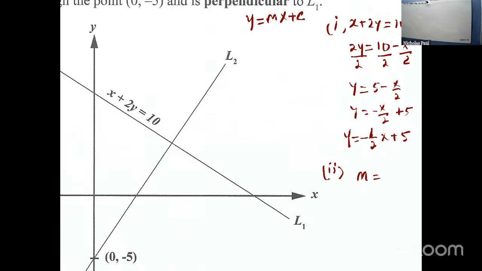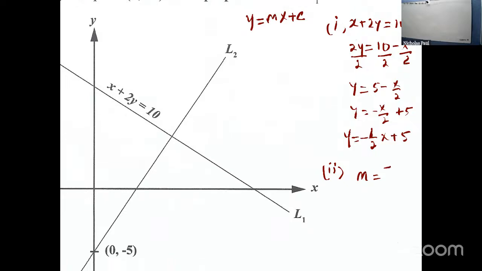Right, minus a half, good. So the value in front of x is minus a half. Although I think that's what you're saying. Right, the value in front of x is minus a half. That's part 2. Everybody okay with that?